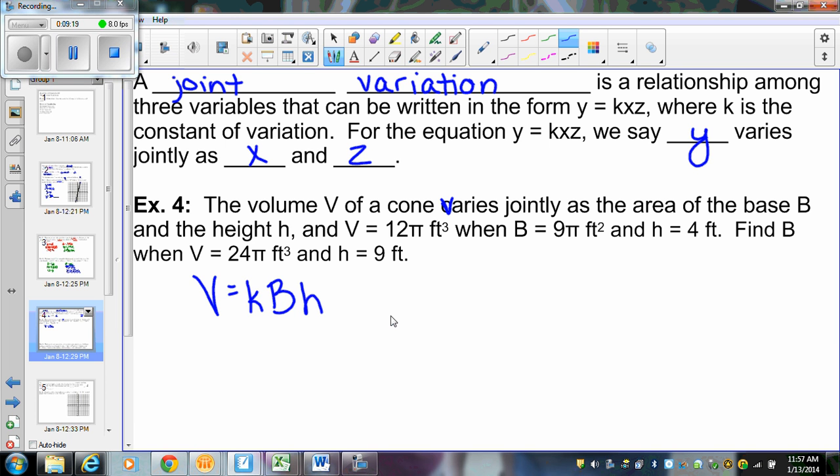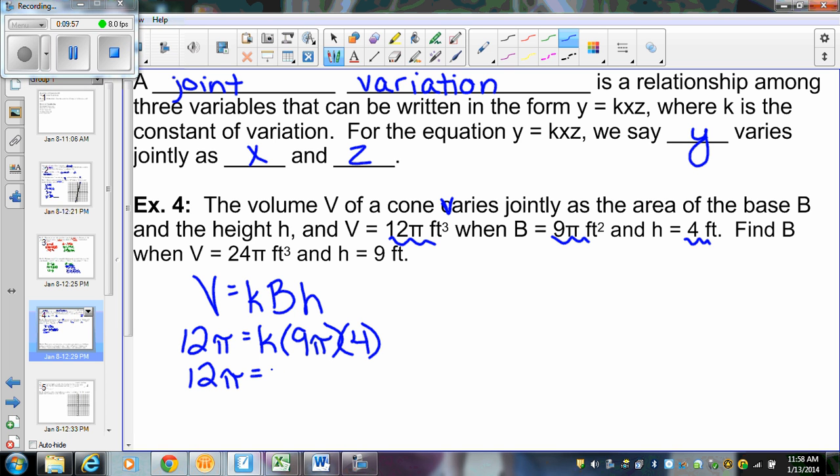And then we have an initial relationship that V is equal to 12 pi cubic feet when the area of the base is 9 pi square feet and the height of the cone is 4 feet. And then they want us to find B in another situation, but we don't even really need to worry about that last sentence yet. The first thing we need to do is figure out what K is by using these initial values right here. So I'm going to substitute 12 pi for my volume, 9 pi for the area of my base, and 4 for my height. So that works out to be 12 pi is equal to 36 pi times K.